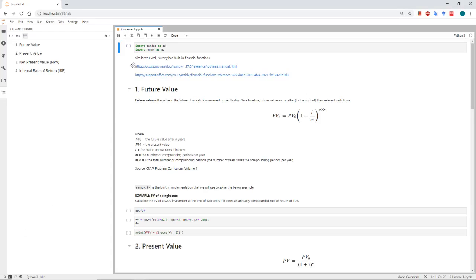Okay, so welcome to the first finance lesson. This is actually lesson 5. We're going to mainly be dealing with future value, present value, net present value, and internal rate of return. Here's some links.